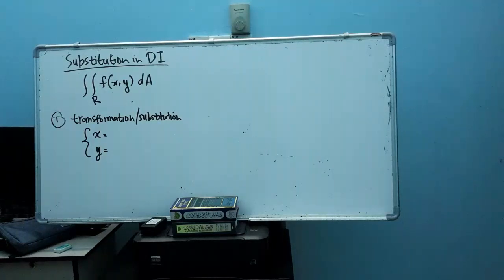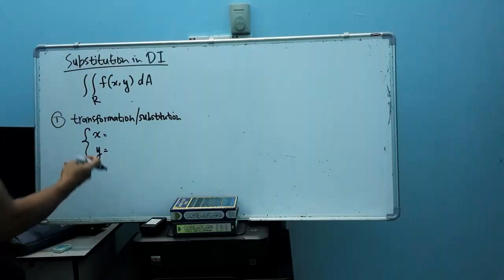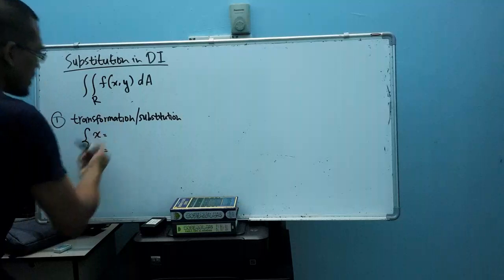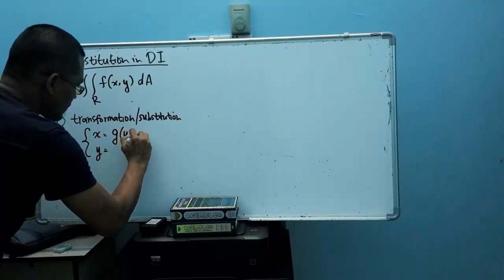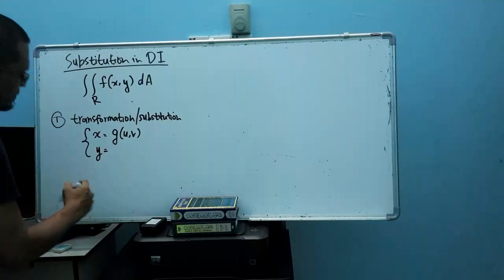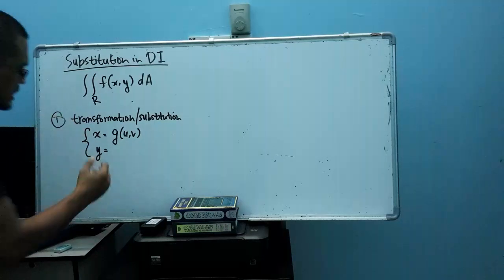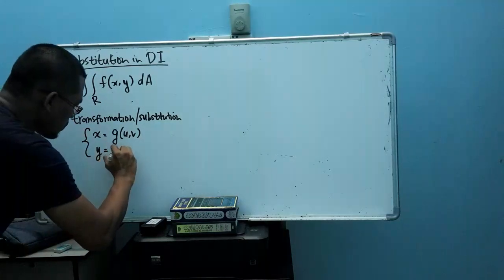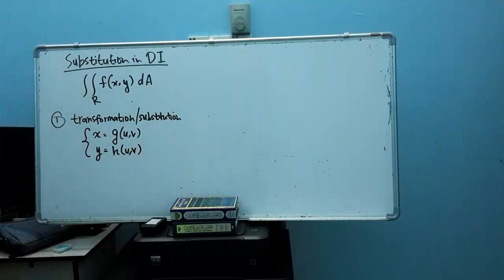And of course, since we deal with a function of two variables, my x here I will substitute with a function of two variables also, that is u and v. And then this y, I also need to substitute with a function that depends on two variables, u and v. So I have such a substitution, such a transformation here.